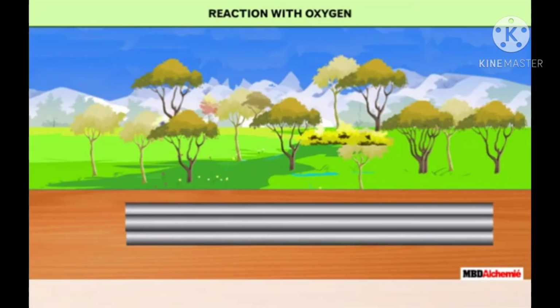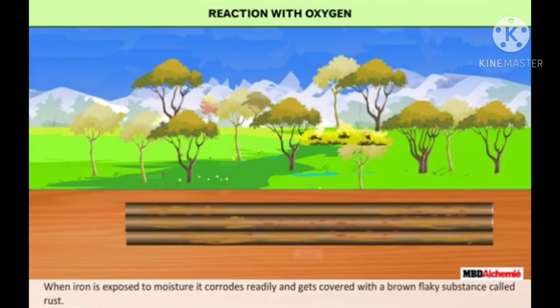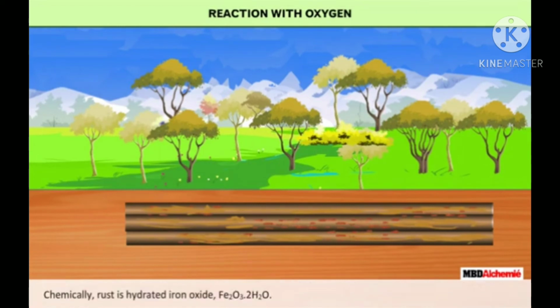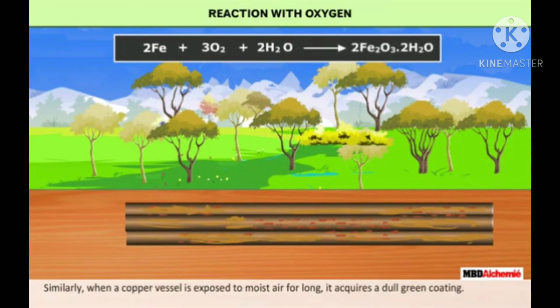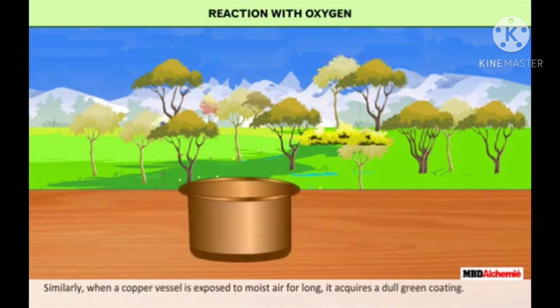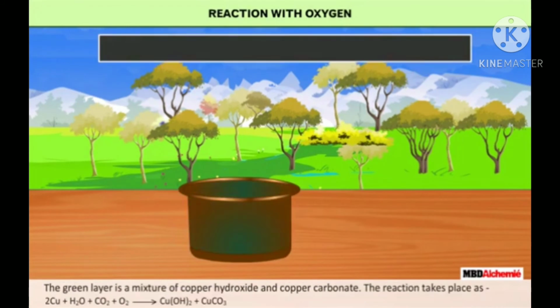Reaction with oxygen. Rusting. When iron is exposed to moisture, it corrodes readily and gets covered with a brown flaky substance called rust. Chemically, rust is hydrated iron oxide, Fe2O3·2H2O. The reaction takes place as. Similarly, when a copper vessel is exposed to moist air for long, it acquires a dull green coating. The green layer is a mixture of copper hydroxide and copper carbonate. The reaction takes place as.